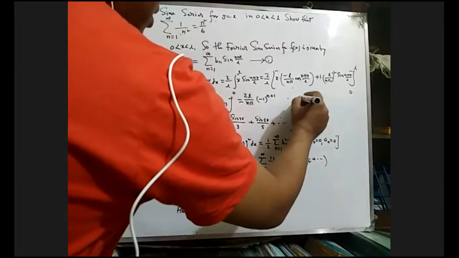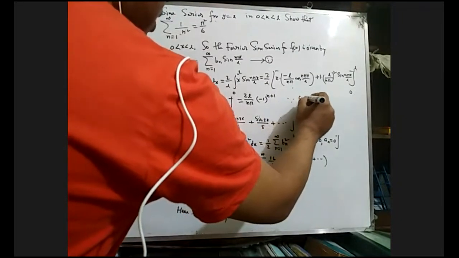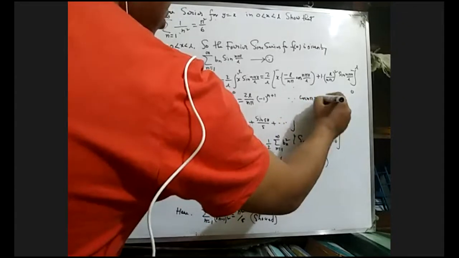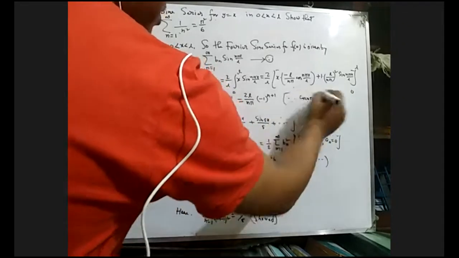Since cos n pi equals what? Minus 1 to the power n. Remember it.